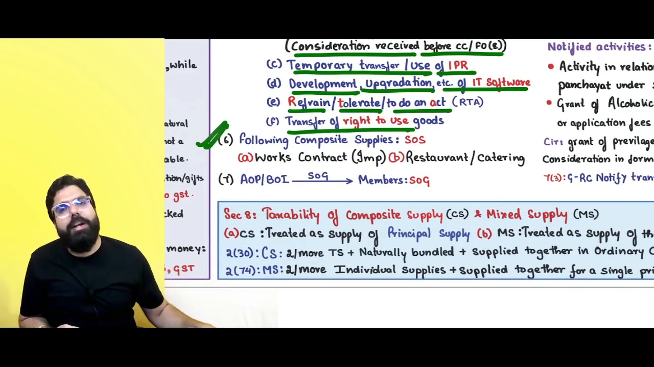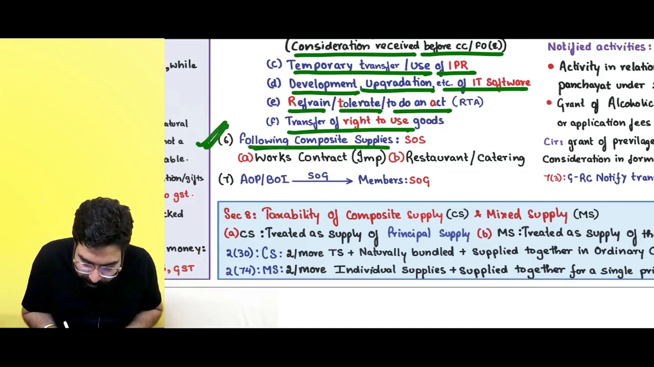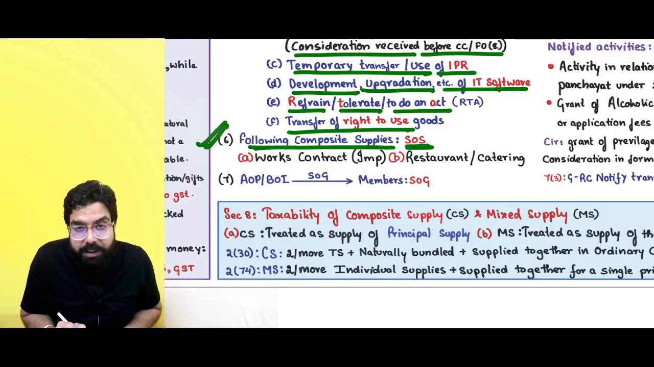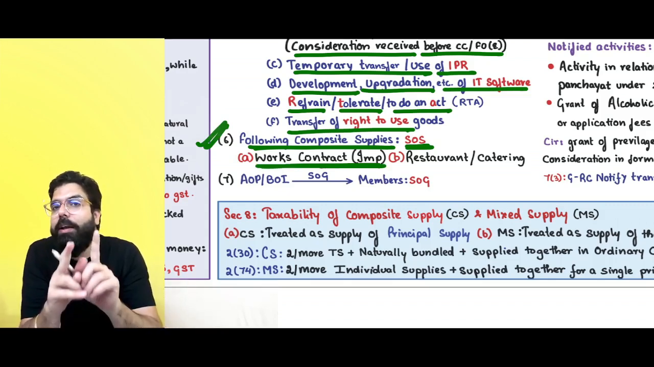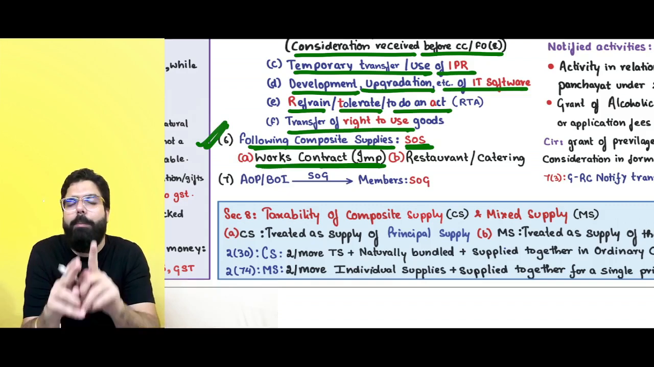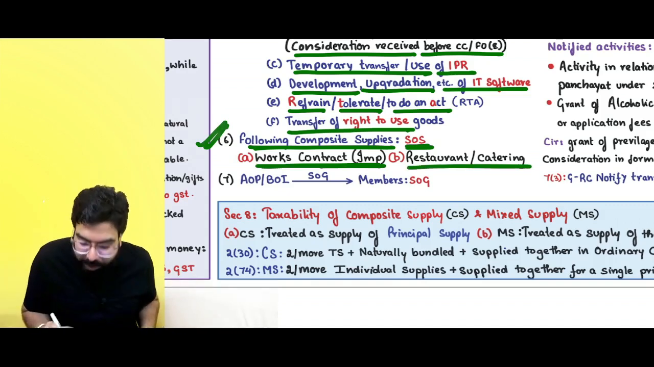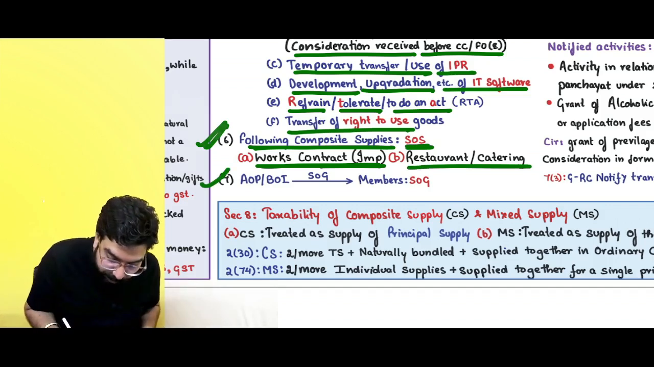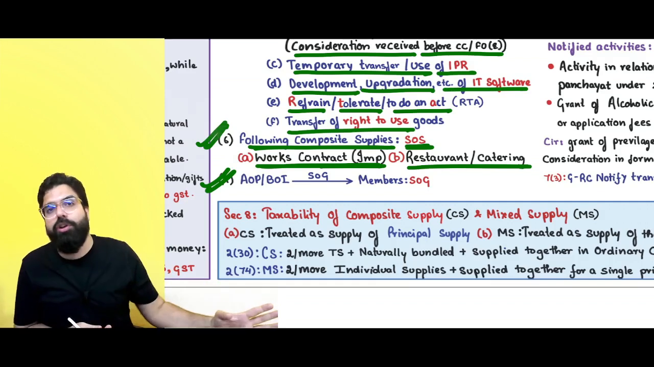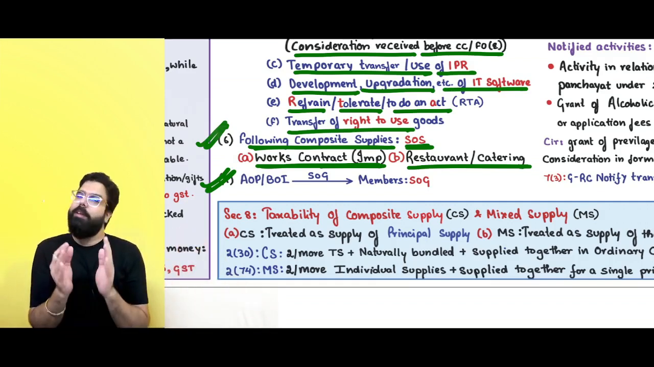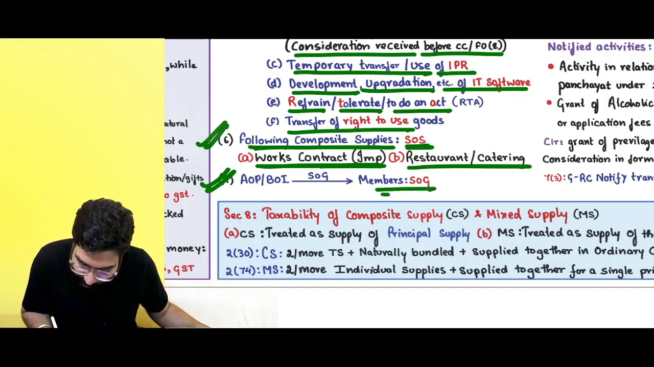Paragraph number 6 goes ahead and says the following shall always be a composite supply of service. It shall always be a supply of service. What? Works contract. Always remember one thing, works contract is always in relation to immovable property and works contract is always a supply of service. Restaurant and catering shall always be a supply of service. Association of person or body of individual, whenever they are going ahead and giving goods to their members. So for example, there is a club and the club is giving goods to its member. It is always a supply of goods.